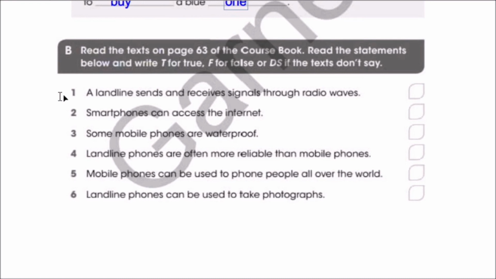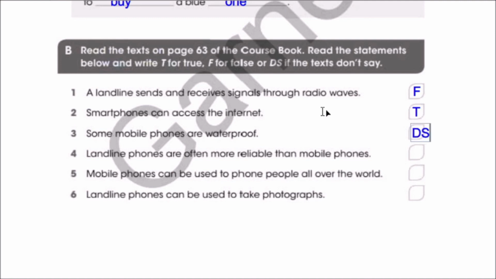Now let's check. Number 1. A landline sends and receives signals through radio waves. What do you think? Very good, it's false. Because it's a landline, it uses lines. Very good. Number 2. Smartphones can access the internet. Very good. True. Good job. Number 3. Some mobile phones are waterproof. Is it written in the text? Very good. So we say DS.